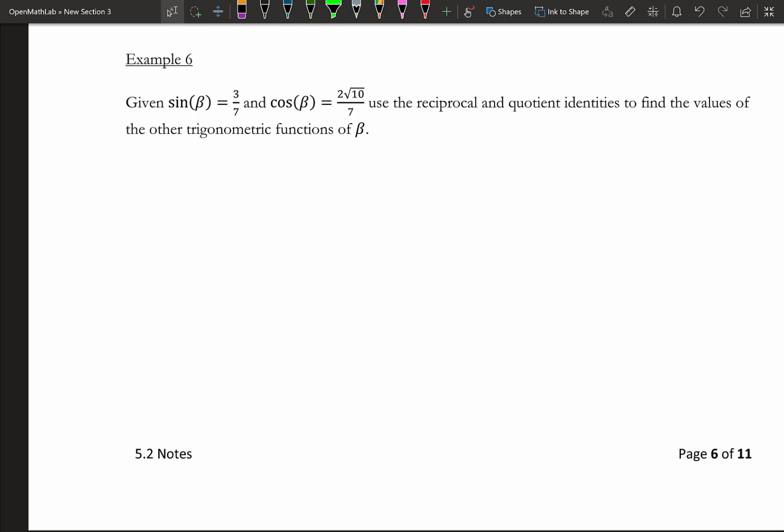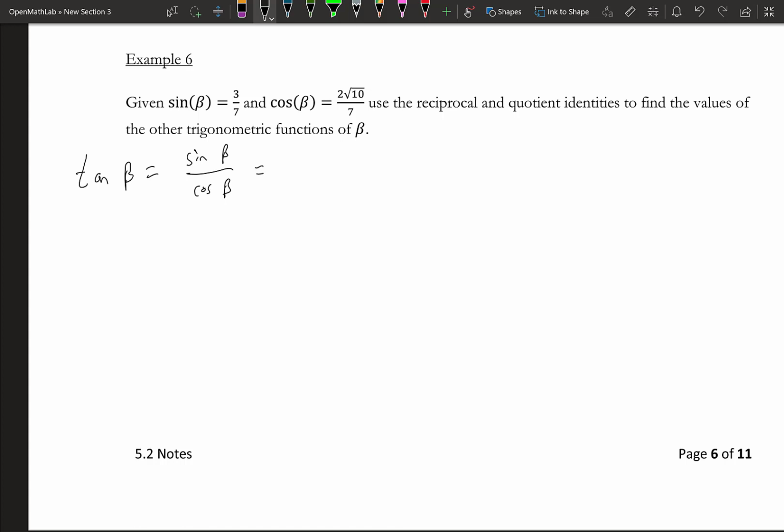All right, so then next we have example 6. So we're given the sine of angle beta is equal to 3/7 and cosine of beta equals 2 radical 10 over 7. We want to use the reciprocal and quotient identities to find the values of the other trigonometric functions of beta, right? So essentially what we're exploring is if I know sine and cosine of an angle, I can find the other 4 trigonometric function values by using the material that we just presented in that table. So for example, if I want to figure out what tangent of beta is, remember that's equal to sine of beta divided by cosine of beta.